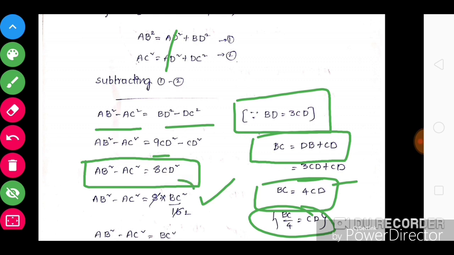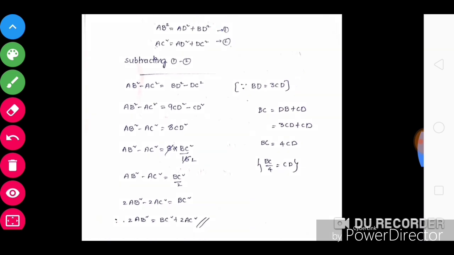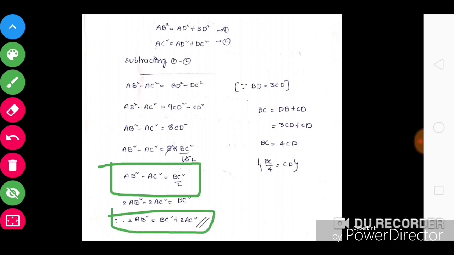So finally, if you look there, AB square minus AC square is equal to BC square by 2. And 2AB square minus 2AC square is equal to BC square. So 2AB square is equal to BC square plus 2AC square.